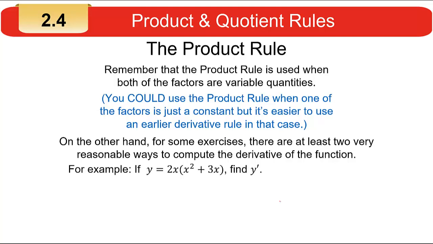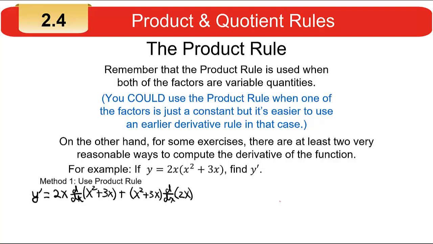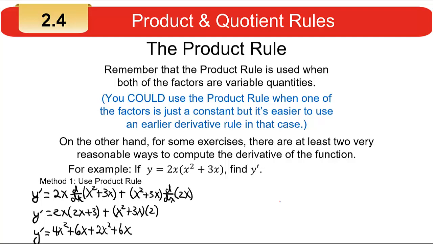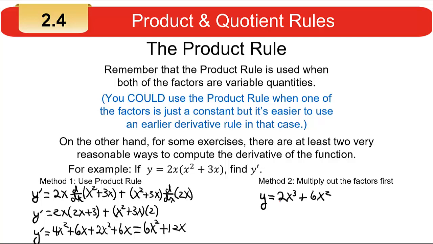A simple example, if you had y is equal to 2x times the quantity x squared plus 3x, if you just apply the product rule directly, you've got the first factor times the derivative of the second plus the second factor times the derivative of the first, and those two derivatives are extremely simple. And then if you multiply out the parentheses in those two terms and collect like terms, you'll end up with 6x squared plus 12x.